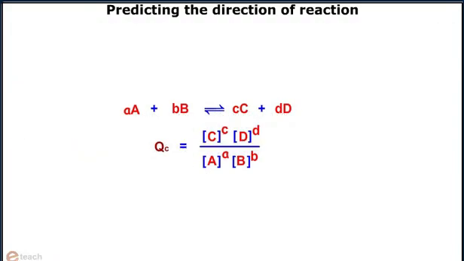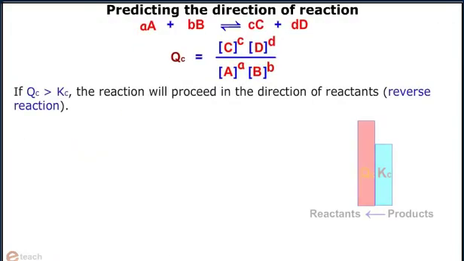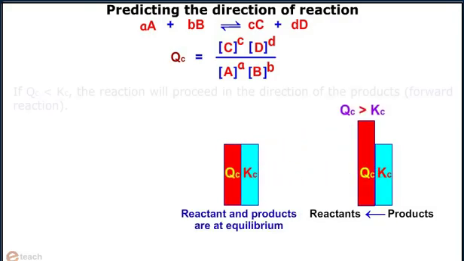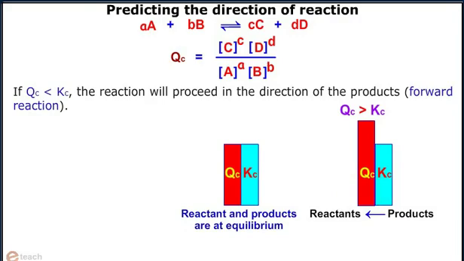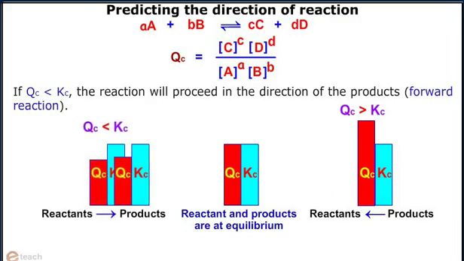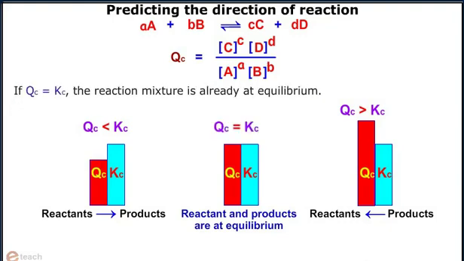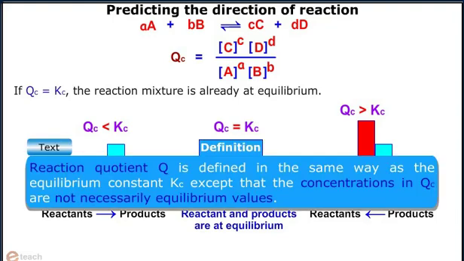If Qc is greater than Kc, the reaction will proceed in the direction of the reactant, that is reverse reaction. If Qc is less than Kc, the reaction will proceed in the direction of the products, that is forward reaction. If Qc equals Kc, the reaction mixture is already at equilibrium. Definition. Reaction quotient Q is defined in the same way as the equilibrium constant Kc, except that the concentrations in Qc are not necessarily at equilibrium.